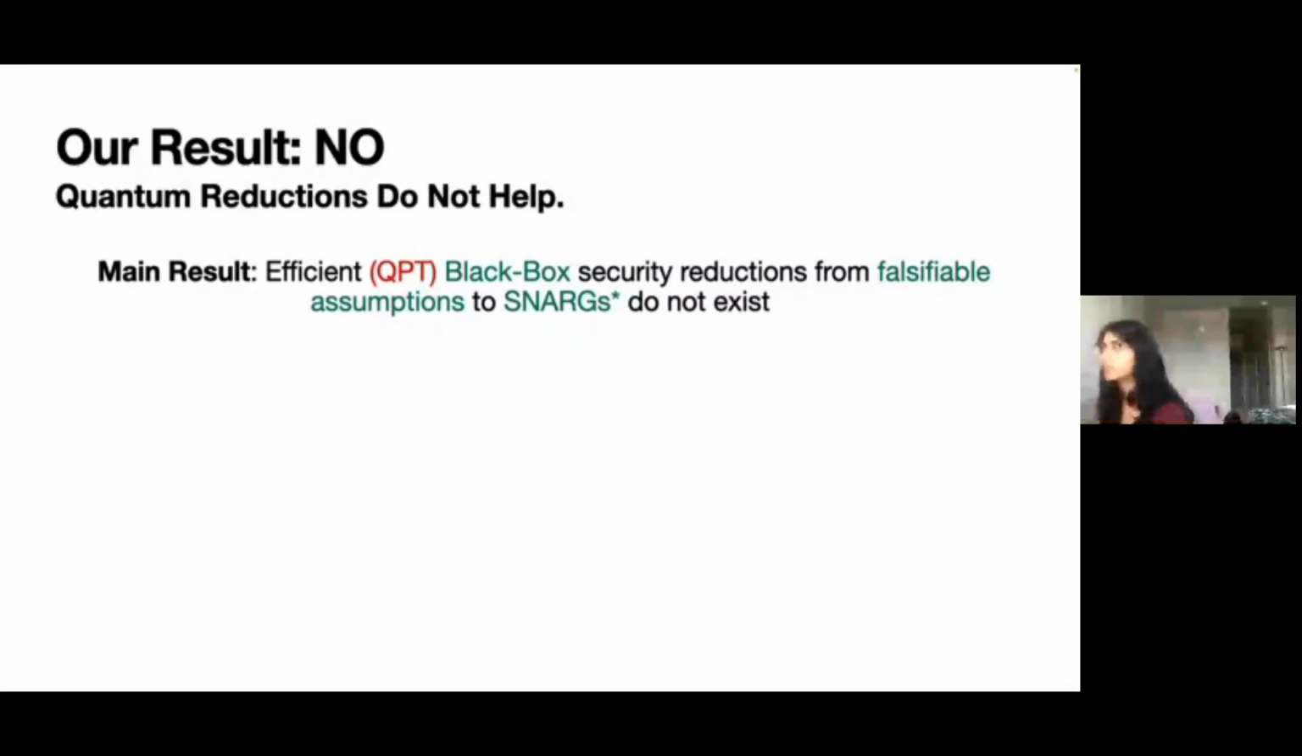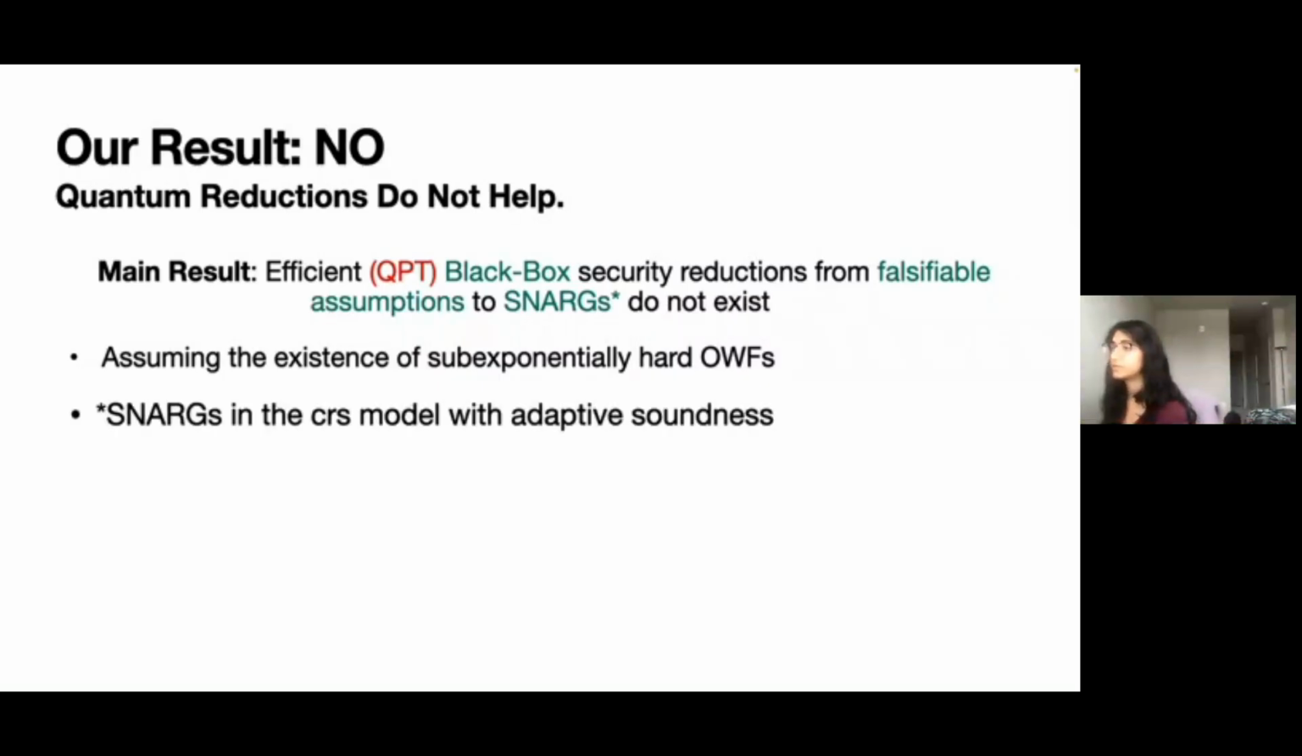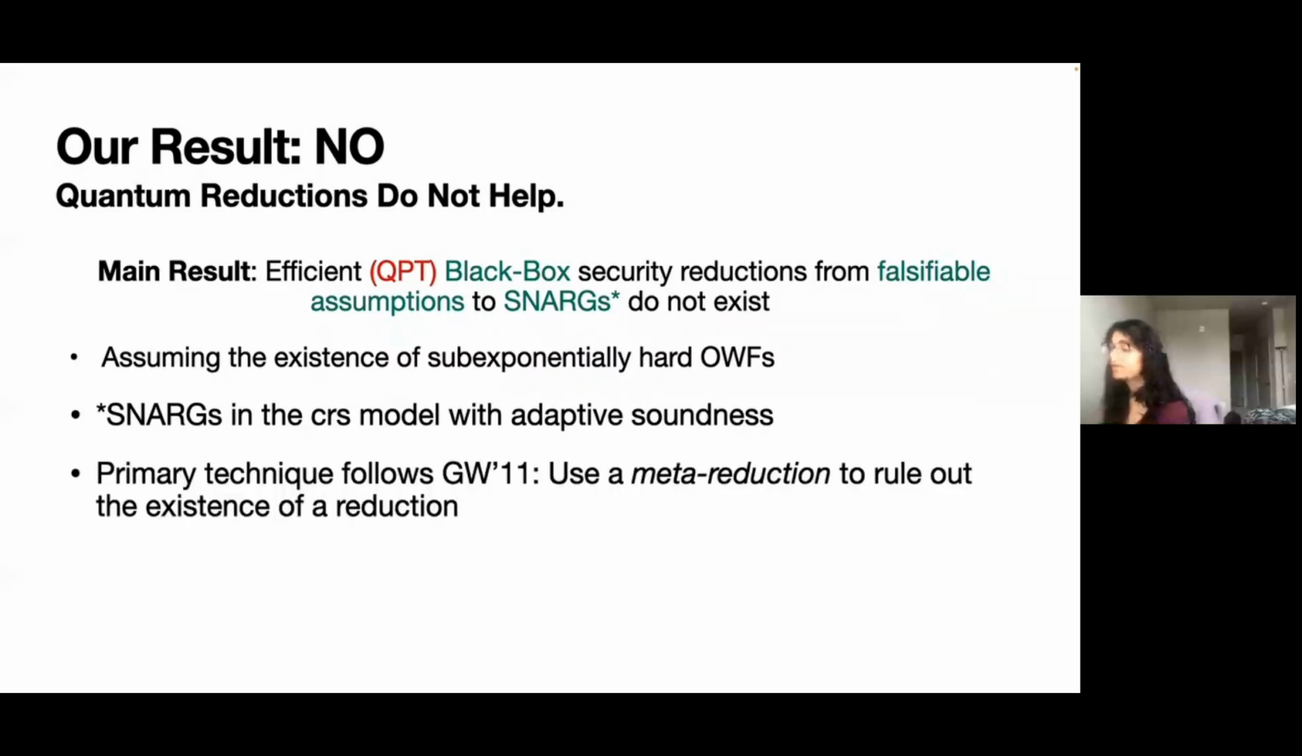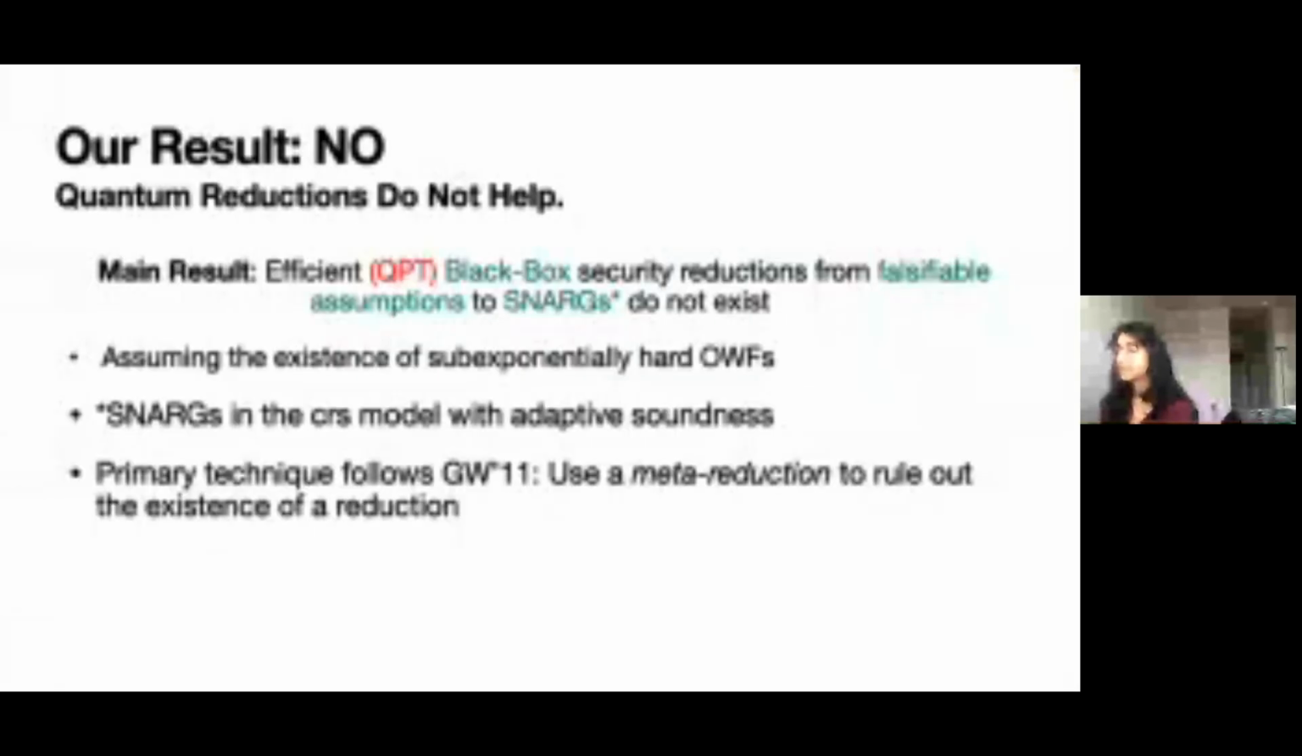And so again, we still have the caveat with the SNARGs. And also we assume the existence of sub-exponentially hard one-way functions. Right, so we still consider SNARGs in the CRS model that have adaptive soundness, where the adversary is able to choose a statement after it sees the CRS. So the primary technique, yeah.